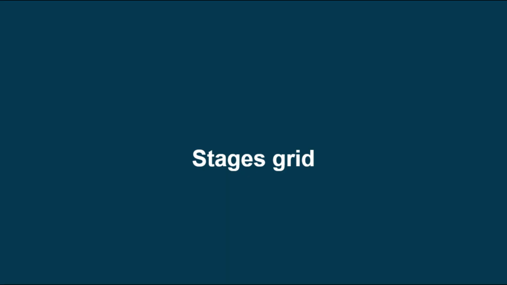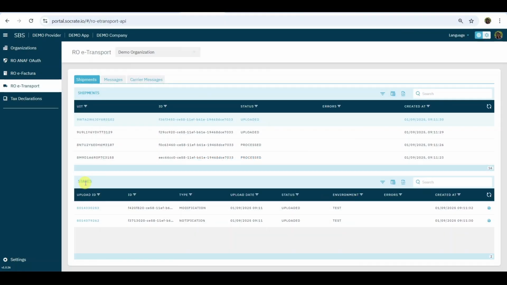The stages grid contains the following columns. Upload ID. A unique upload ID assigned to the shipment by ANAF. ID. The unique identifier of the shipment stage in SBS. Type. The type of action that your organization has taken against the original shipment. This can be one of the following: notification, modification, confirmation, or deletion.